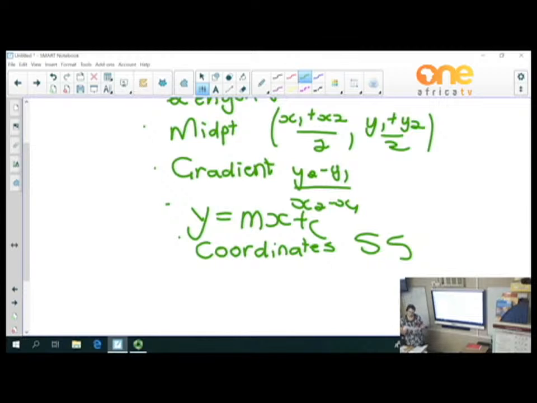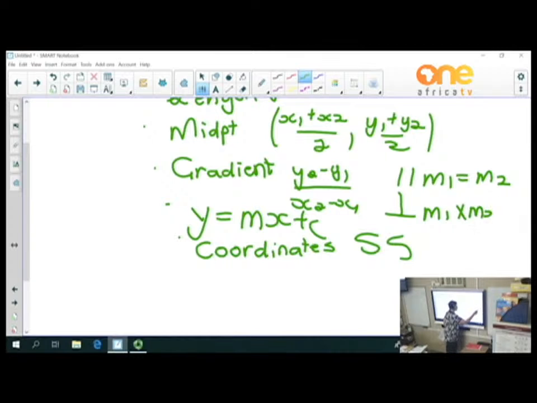Okay, so we need to mark now solving simultaneously. That's when we go with the gradient. There we said if they are parallel, m1 is equal to m2. And if they are perpendicular, m1 times m2 gives you -1, which means change of sign and reciprocal. So this is then what we are looking at.